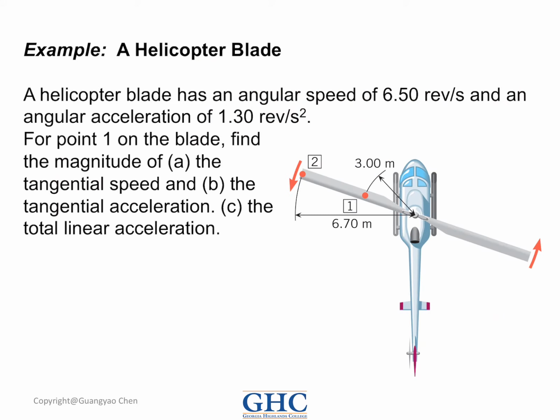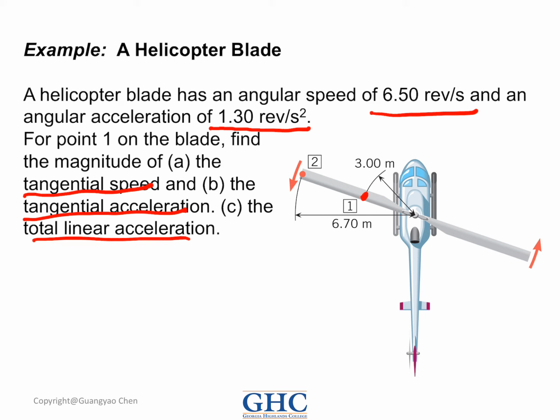Okay, let's do one example which relates angular quantities and tangential quantities. You have a helicopter blade, and a point on it. We know its speed and its angular acceleration. We want to know the tangential speed, tangential acceleration, and total linear acceleration.